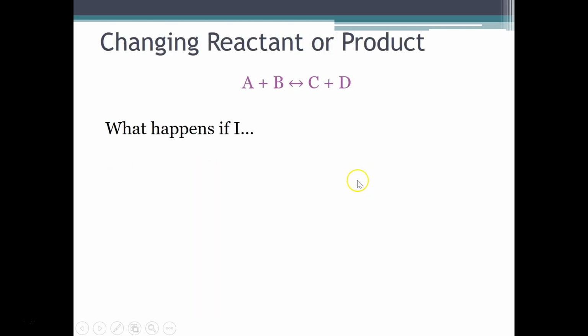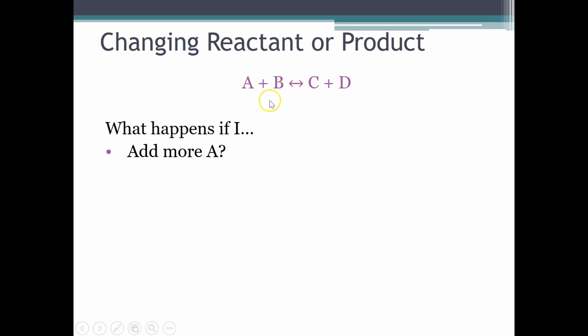All right, so changing a reactant or product. Here we have the generic equation A plus B making C plus D. What will happen if we add more A? Well, if we add more A or increase the concentration of A, we're increasing the number of reactant particles. That means there'll be more collisions on the reactant side, and the reaction will be pushed toward the product side.